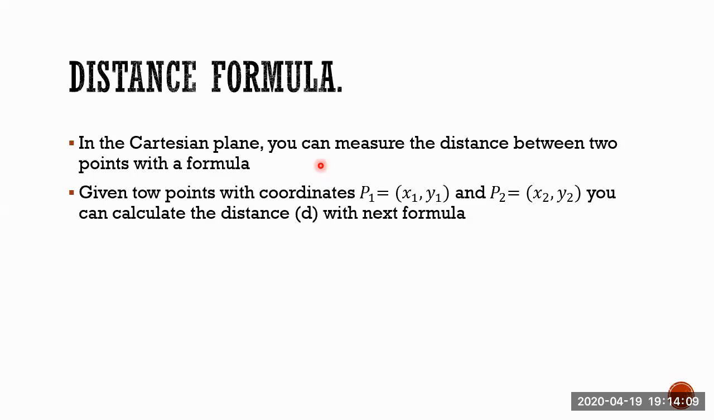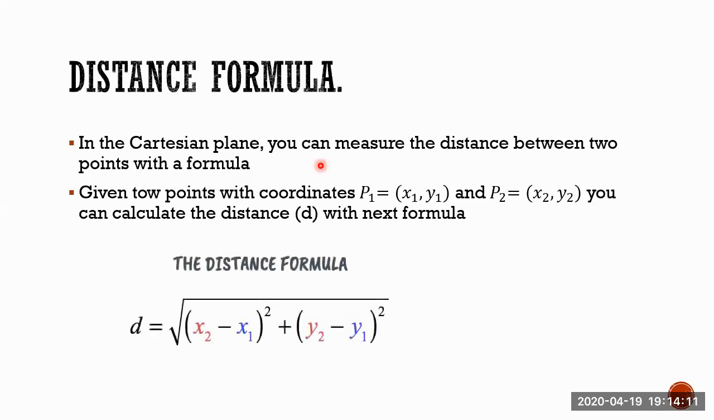So how is the distance formula? Very easy. It's practically one transformation of the Pythagorean theorem. And essentially that's what it is: the square root of the difference of the x's plus the difference of the y's, each one to the second power. So how that works is very easy. You will see right now with 2 examples.